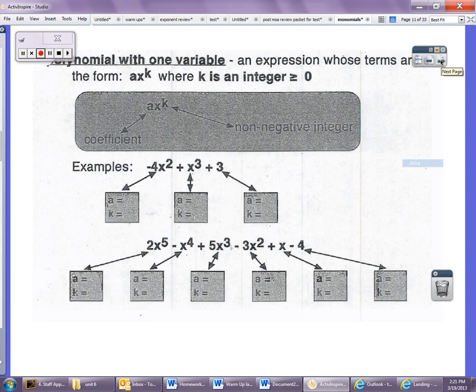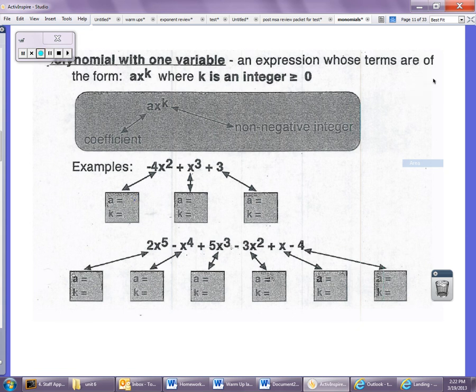Now, a polynomial with one or more variables is an expression whose terms are of the form ax to the k, where k is an integer greater than or equal to 0. That means the exponent has to be 0 or higher. And we know it can be 0, because anything to the 0 power is just 1. So now if we look at this example, this is a and k.